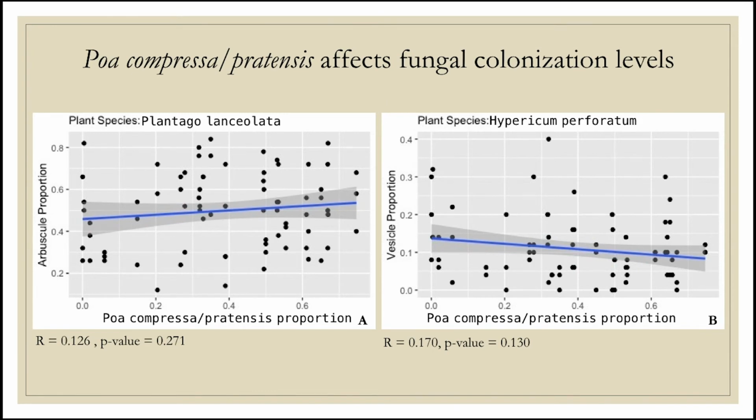There was no support for the nutrient hypothesis because none of the nutrients significantly affected fungal colonization levels, but there was support for the plant diversity hypothesis because the presence of one of the surrounding plant species, Poa compressa/pratensis, did affect colonization levels. These graphs compare the proportion of two fungal structures, arbuscules and vesicles, as seen on the y-axis, to the presence and proportion of Poa on the x-axis. As you can see, the presence of Poa differentially affected the fungal colonization in the two target species. More Poa was associated with more fungal colonization in Plantago, which can be seen on the left, and more Poa was associated with less fungal colonization in Hypericum, which can be seen on the right.